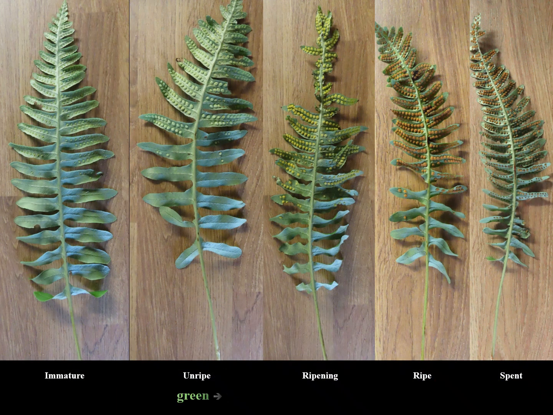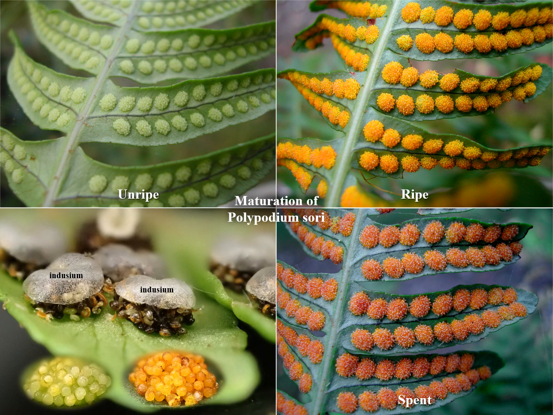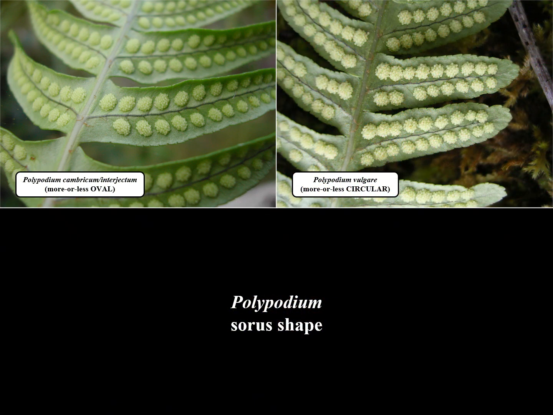The sori begin small and the same green as the frond surface, enlarging and changing colour as they mature. Polypodium sori lack the indusium other ferns have that protect the sporangia until they are ripe. The shapes of Polypodium sori differ species to species, but are often too difficult to define to be used as an indicator of species, but can be used as just a hint. Thus the sori of P. cambricum and P. interjectum may appear oval, while the sori of P. vulgare may be described as circular, though round is a safer term.